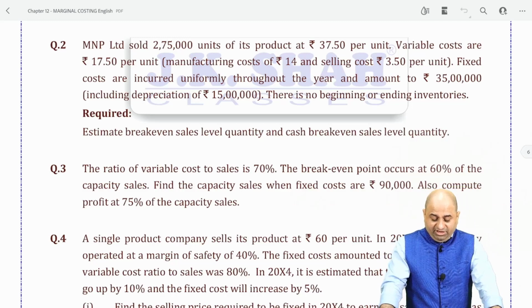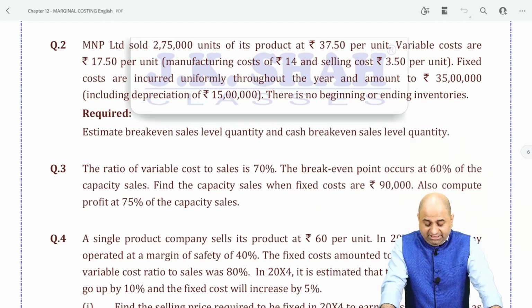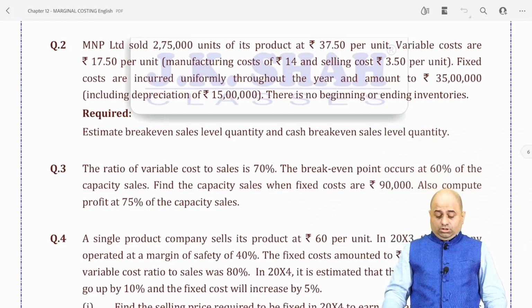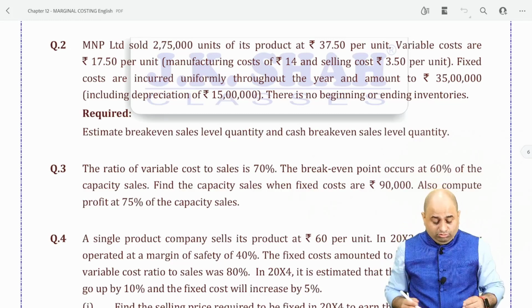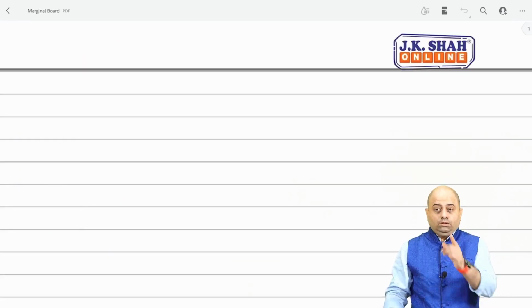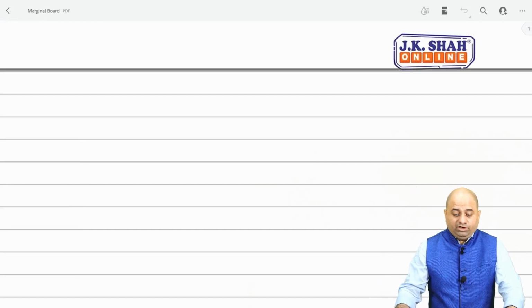The question says that the variable cost to sales ratio is 70%. The break-even point occurs at 60% of capacity sales. Find the capacity sales when the fixed costs are 90,000. Also compute profit at 75% of capacity sales. Now, to solve that, I'll need a board. Just a second. The board is right in front of you.